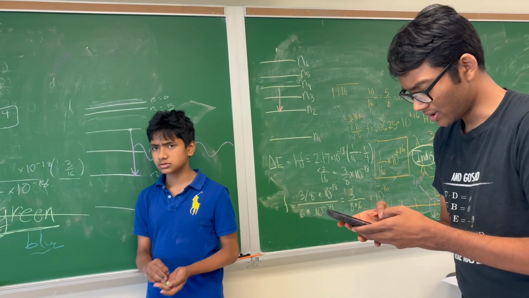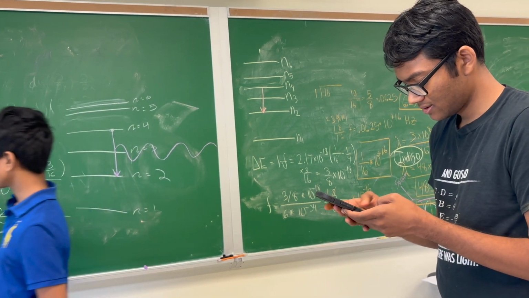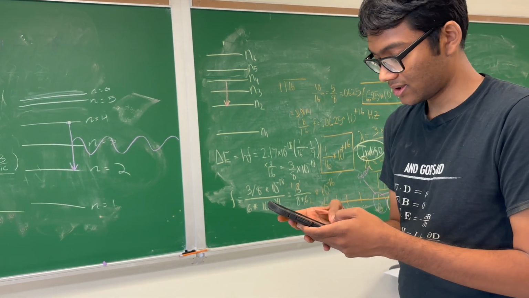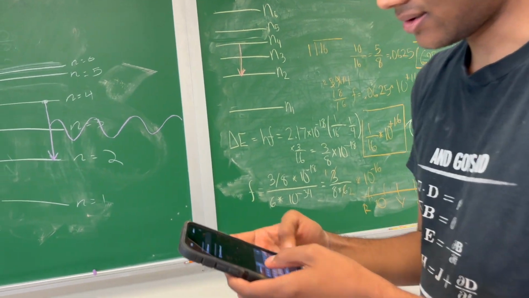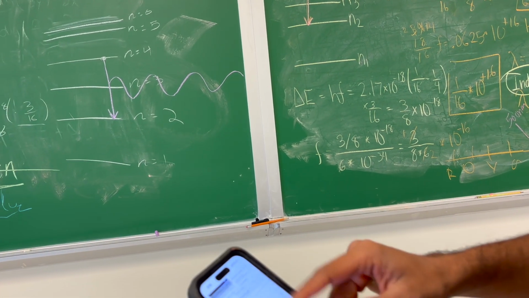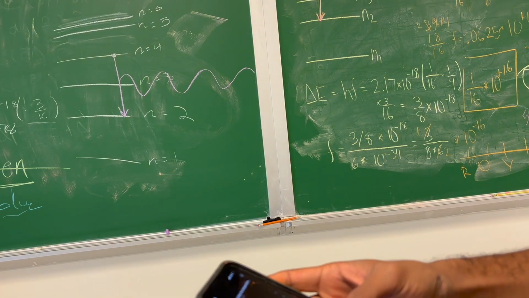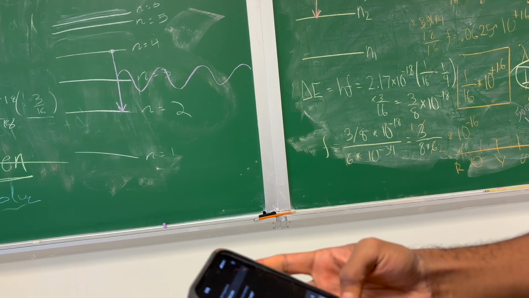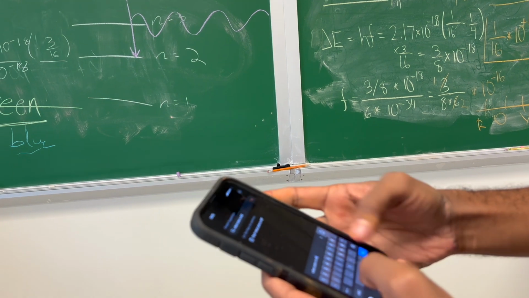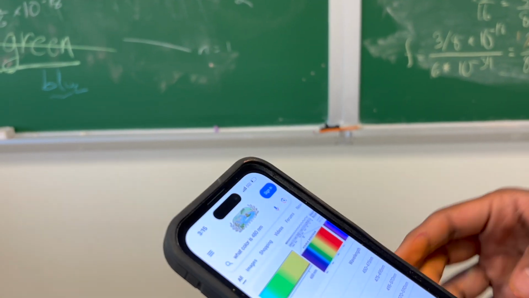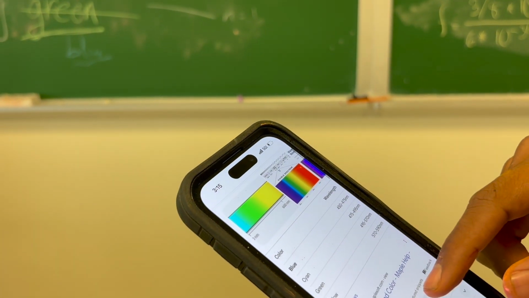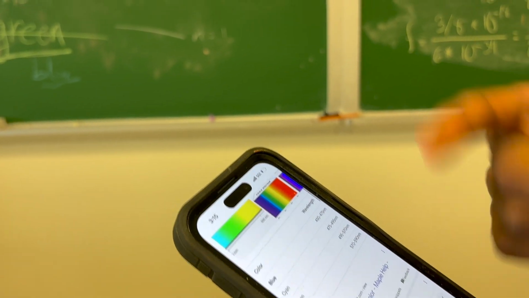I thought 480 was blue. And I will check 480. Okay, 480 nanometer color. 480 must be pure blue. Let's see what color 480 nanometer is. It says blue. Yeah, blue.